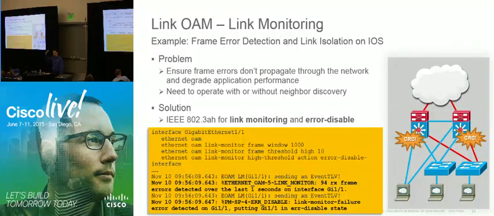Okay? If it goes above the threshold, right? So this is an example of monitoring for a threshold for a number of CRCs and isolating the link if I reach the threshold. Just doing error disable in this case.